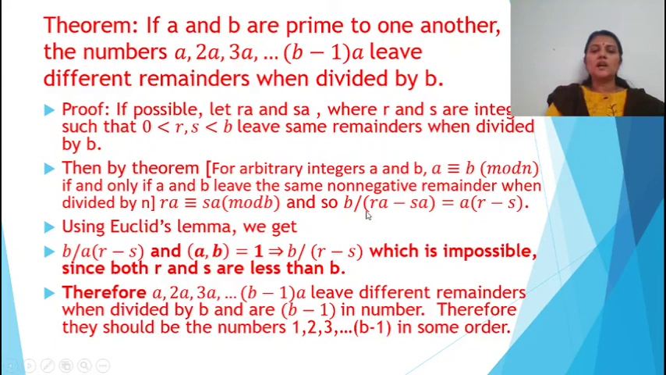So b divides ra minus sa, which we can write as a into r minus s. So using Euclid's lemma, b divides a into r minus s, and GCD of a and b equal to 1 implies b divides r minus s, which is impossible since both r and s are less than b. Therefore a, 2a, 3a, etc., (b minus 1) into a leave different remainders when divided by b, and they are b minus 1 in number. Therefore they should be the numbers 1, 2, 3, etc., b minus 1 in some order.